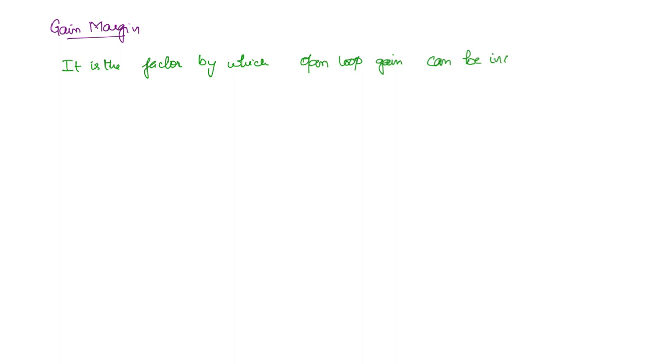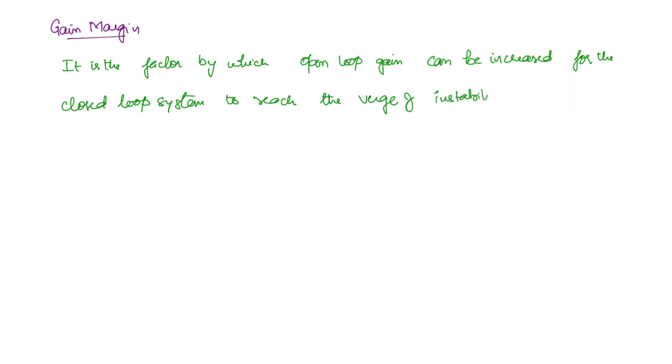First we will discuss the gain margin. You can write down the definition first. It is the factor by which open loop gain can be increased for the closed loop system or the feedback system to reach the verge of instability. Now sometimes the gain will be expressed in something called dB. We will discuss what that is, but first write down the definition.